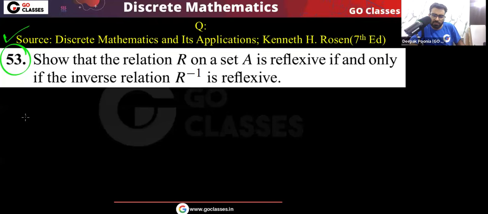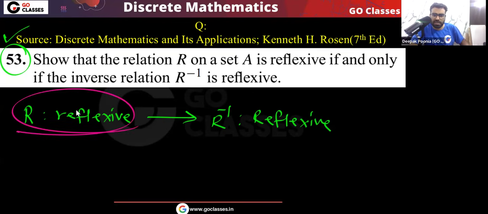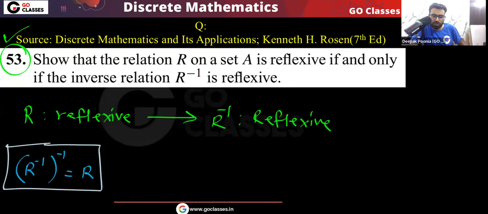If you remember, we have proven that if R is reflexive, then R inverse will be reflexive. We have already proven that if relation R is reflexive, then R inverse is reflexive. And remember one more thing: R inverse whole inverse will be R. So basically both the directions you can easily prove.